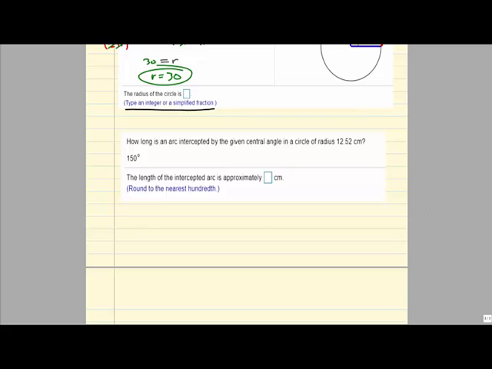So for this problem, let's go ahead and draw our picture. It says how long is an arc, so S is our unknown, intercepted by the given central angle in a circle of radius 12.52 centimeters. So let's go ahead and sketch this up.